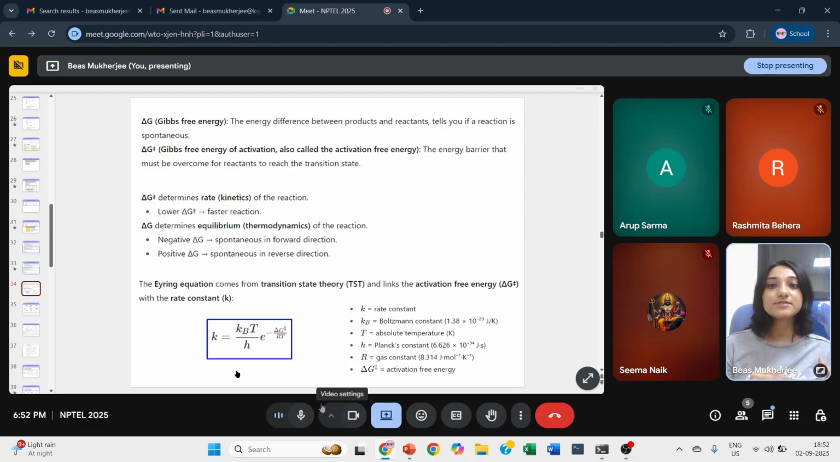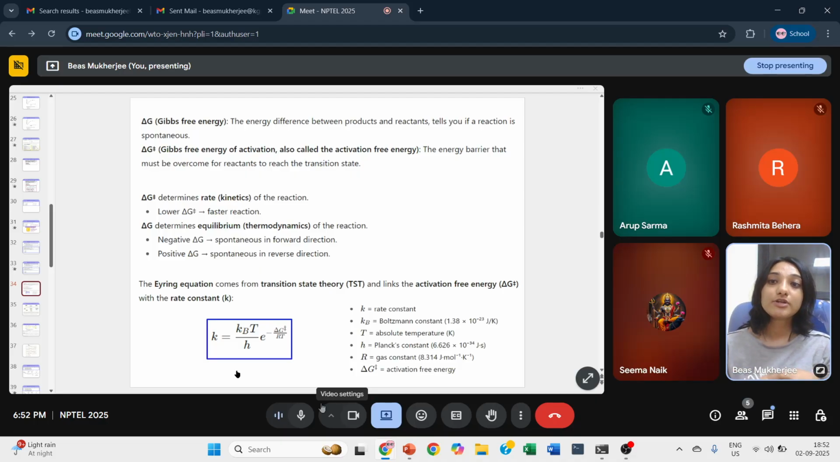So, this comes from the transition state theory, and we have learnt about the transition state, and it links the activation energy with the rate constant. Okay, so this is an important equation. It's very important that you remember this. So there can be numericals from this equation as well.